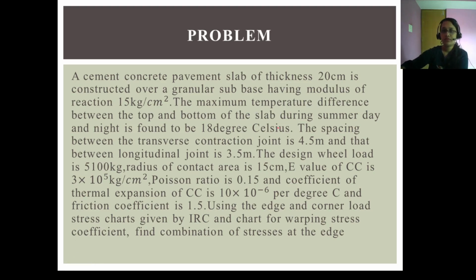First of all, we know the thickness is 20 centimeters. Then what else do we know? We know the modulus of reaction as 15 kg per centimeter cube. Then the maximum temperature difference between the top and the bottom of the slab during the summer day and night is 18 degrees Celsius. Then the spacing between the transverse contraction joints is 4.5 and the longitudinal joint is 3.5.